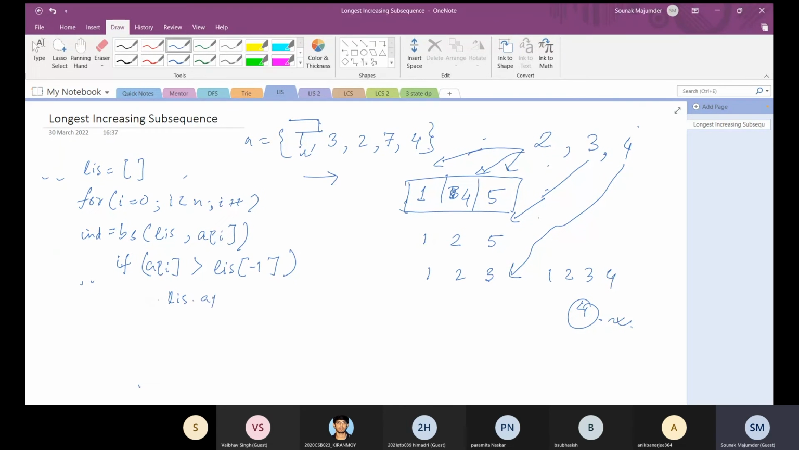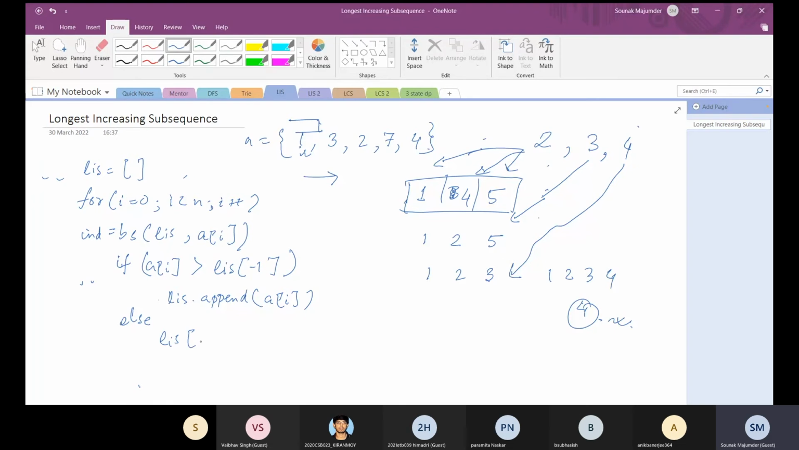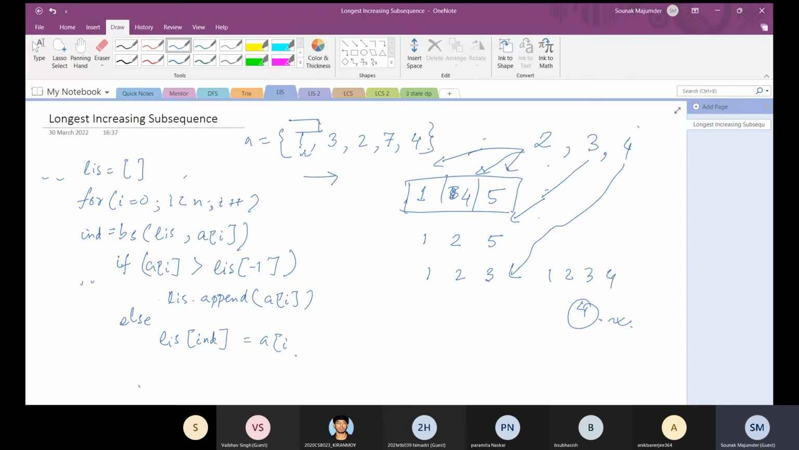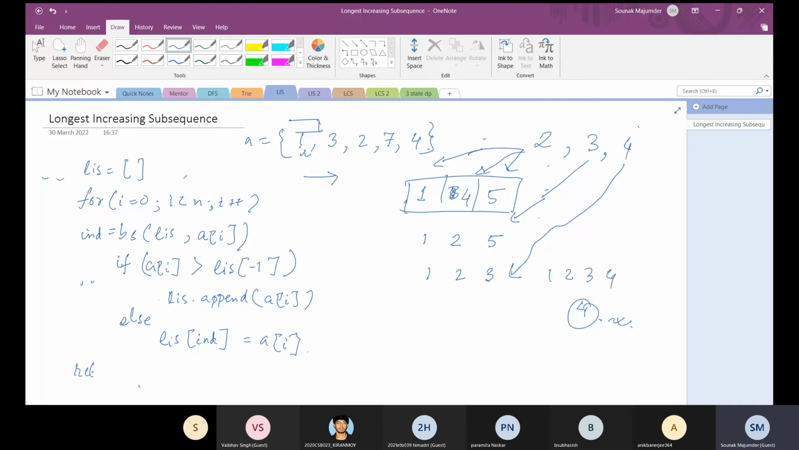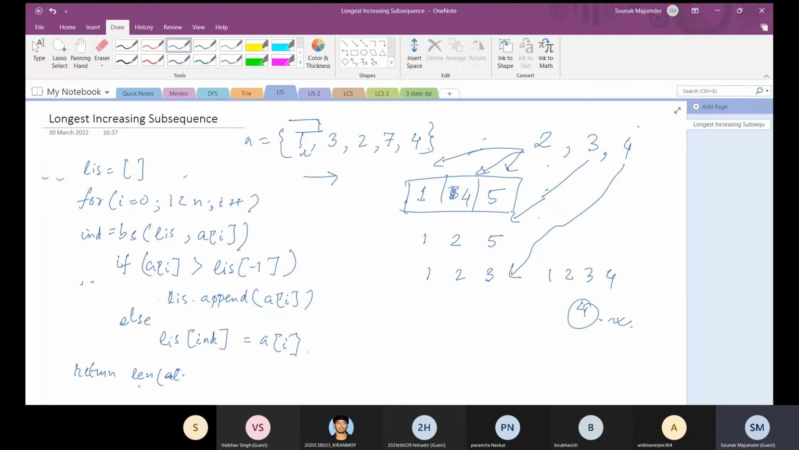Lis dot append a of I, else we will replace some element with this element, at the index which we have already got from ind. So lis of ind equals a of I, and at the end we will return the length of lis.